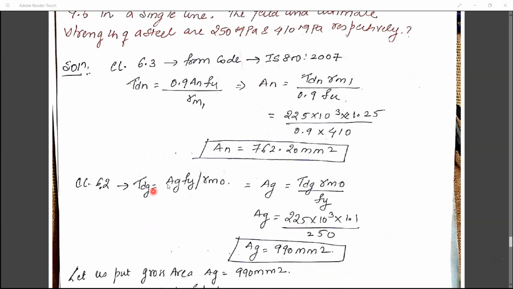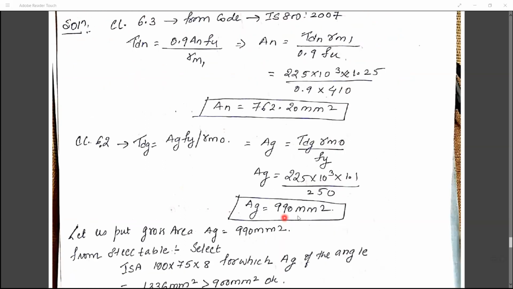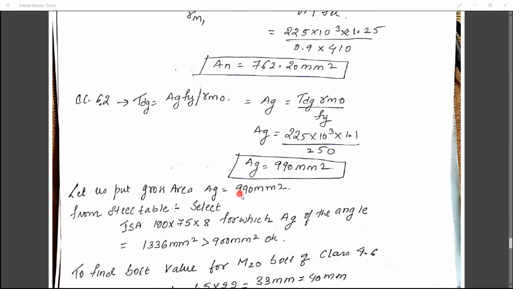Then if we calculate with respect to gross area, AG Fy by gamma m0, it is 225 into 1.1 divided by 250. That is nothing but 990 mm square. Comparing these two values, we need to always select the higher value. If you compare AN and AG, always select the higher value of these two. So which will you select here?